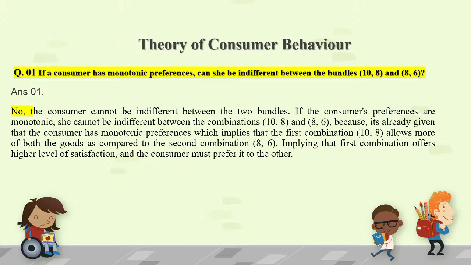And why can the consumer not be indifferent? Because it's already given that the consumer has monotonic preferences, which implies that the first combination, which is 10,8, allows more of both the goods as compared to the second combination. So the consumer is getting more of both the goods in the first combination. That implies that the first combination offers a higher level of satisfaction, and thus the consumer must prefer it to the other.